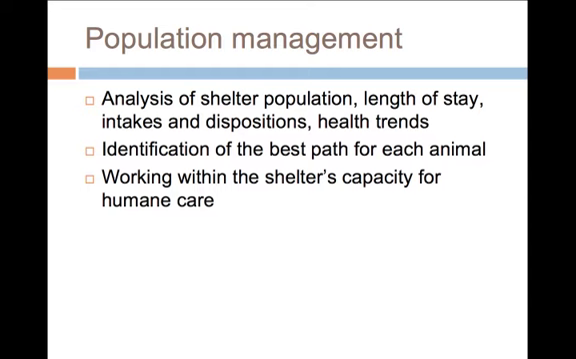As part of population management, we'd like the veterinarian to be involved with identifying the best path for each animal. So does it need to go to foster care? Is it not thriving in the shelter and it needs a break? Does it need to go up for adoption immediately, or maybe it needs a behavioral consultation or behavior training to make it a better adoption candidate?